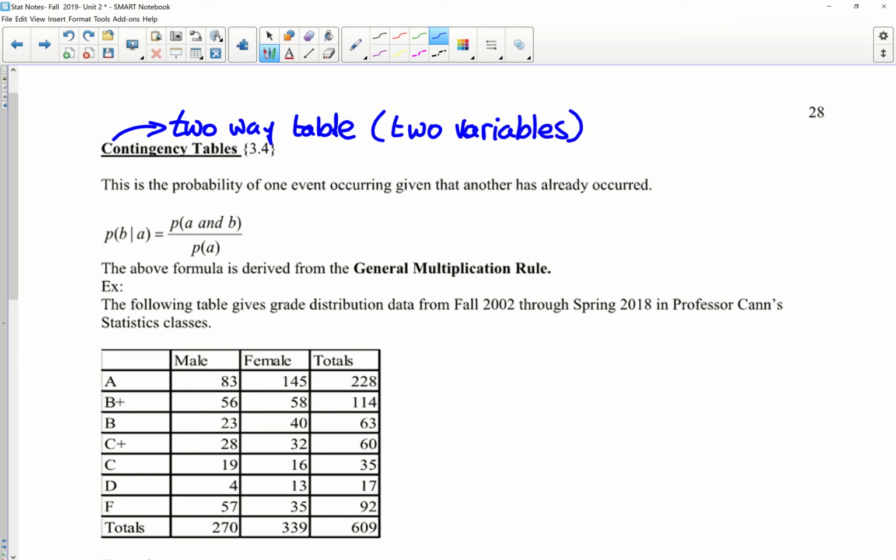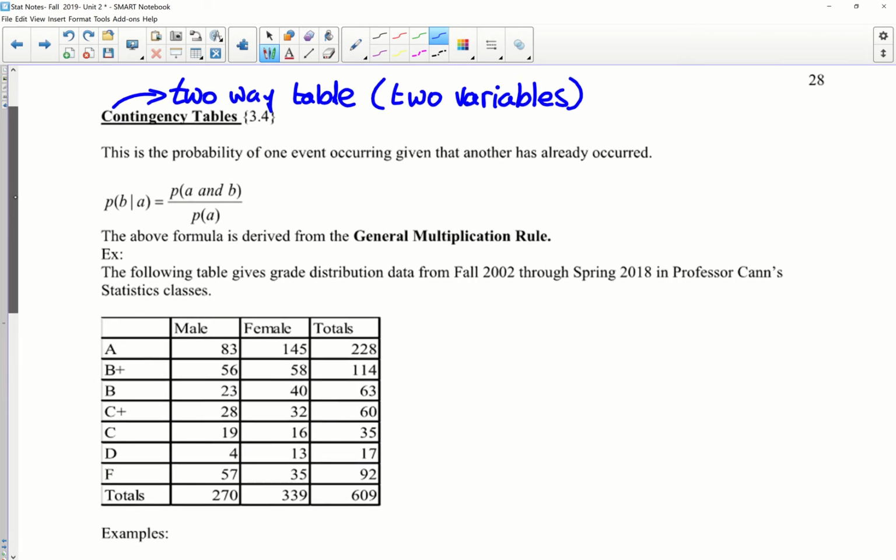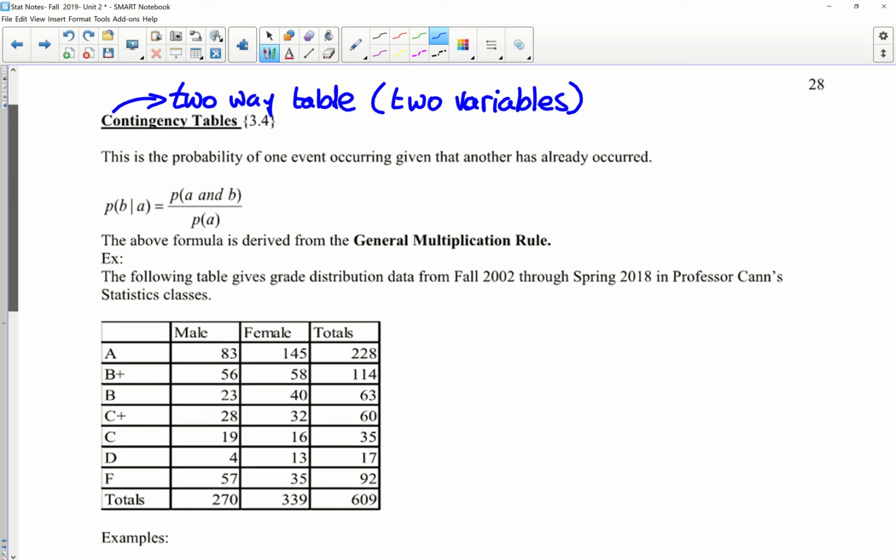So two-way tables really are just an organizational strategy for multiplication rule type situations. And it doesn't necessarily have to be multiplication. It could be addition rule, but having an organized way of looking at things is probably the easiest pathway to success when it comes to probability. So having it in tabular form is a good thing.